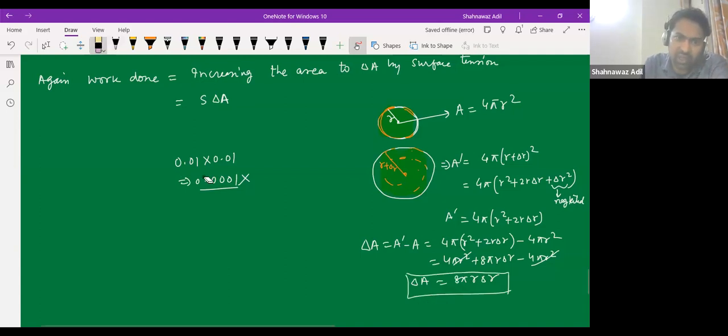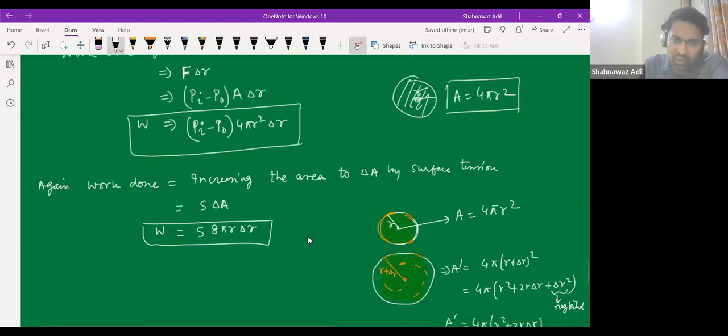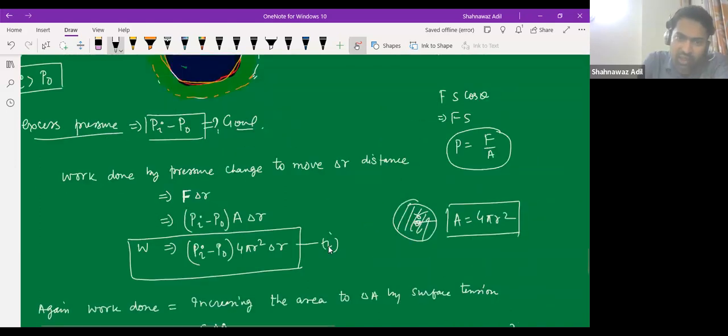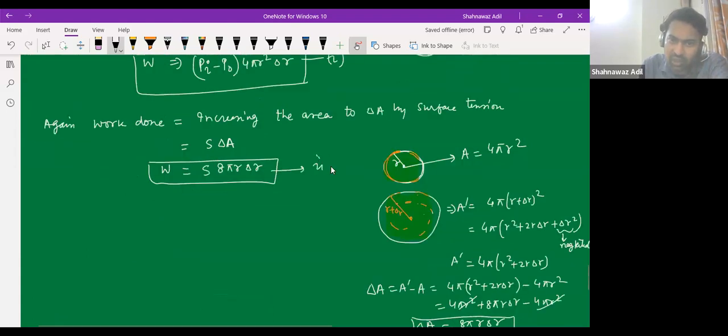So if we calculate the work, that would be S times the change in area, 8πrΔr. This is the work done. So both these work done are same, right? This one is another way to understand.